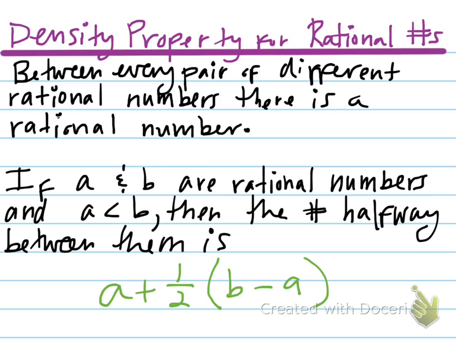So here's an example. If a and b are both rational numbers, and a is less than b, then the number halfway between them is found using this formula: a plus 1/2 of the difference, b minus a. So that's asking if something is halfway between. If you're asked to find a number that is 1/3 of the way between, then you would just change the fraction. So you would do a plus 1/3 of the difference of b minus a.